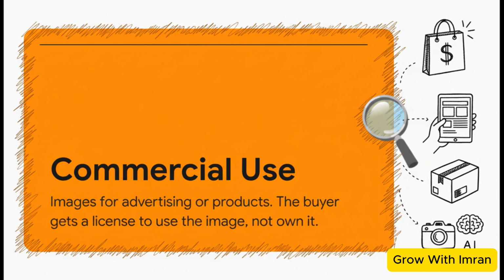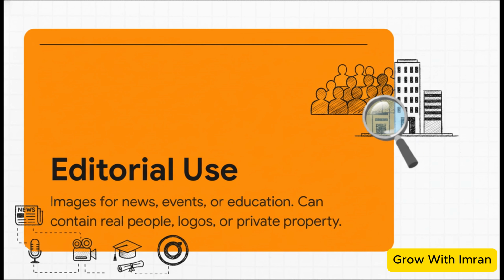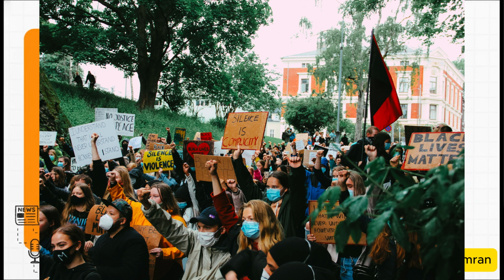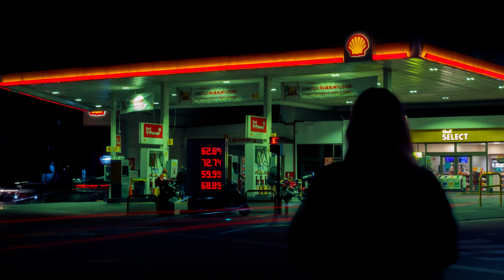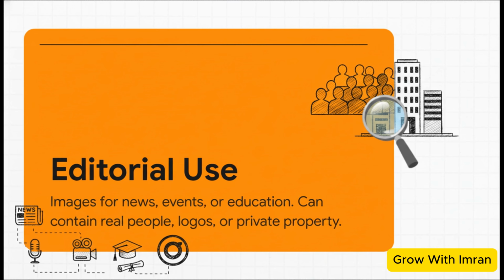And the big takeaway for you is that the AI tool you use has to give you the green light for commercial use. And then you've got the other side of the coin, editorial use. These are pictures for things like news articles, documentaries, or school textbooks. Stuff that's reporting on real-world events. That's why they can have real people, logos, or even private property in them.